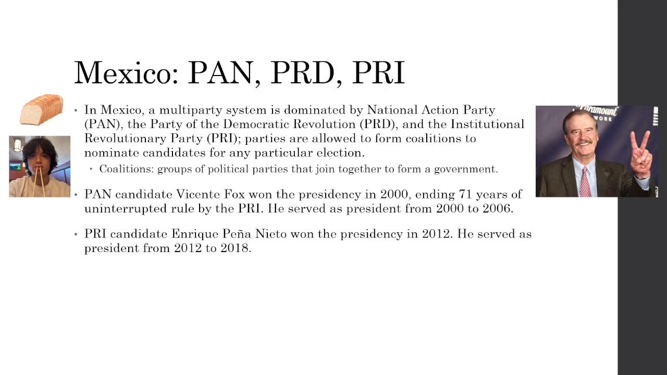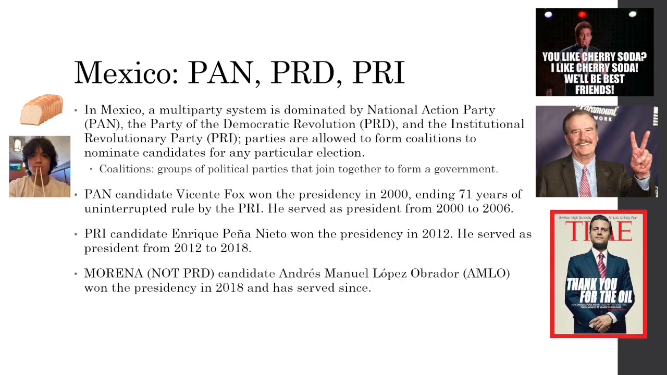PRI candidate Enrique Nieto won the presidency in 2012. He was a PRI candidate, and he served as president for 6 years up until 2018. The Morena, not the PRD, candidate, Andres Manuel Lopez Obrador, or you can abbreviate to AMLO, won the presidency in 2018 and has served since. We've seen three different parties win the presidential election in Mexico since 2000. And that's a great sign of multi-party systems and democratization. And Morena candidates have since held majority seats in both the legislative chambers as well. And the PRI and PAN have as well. But not since 2018.